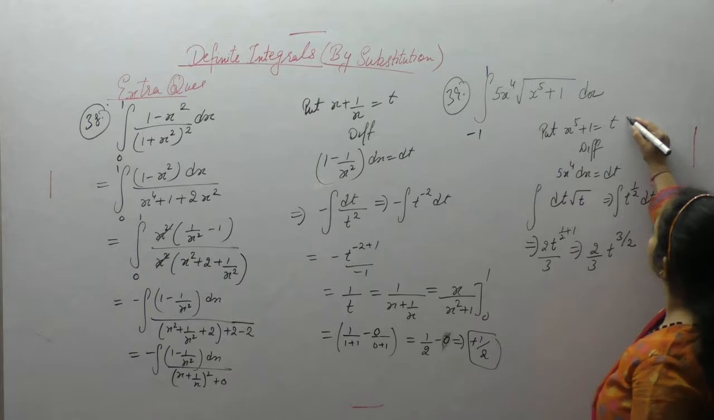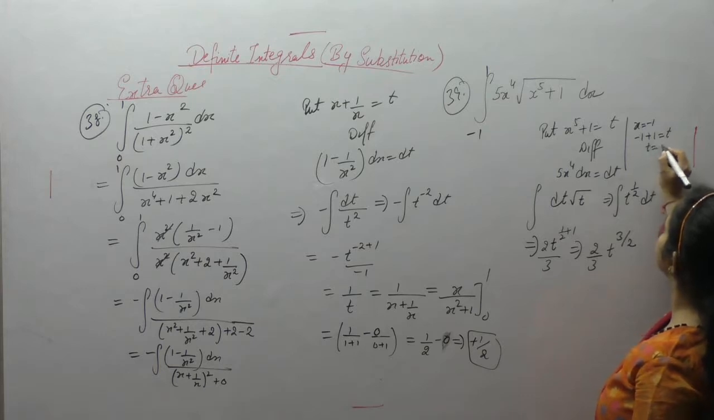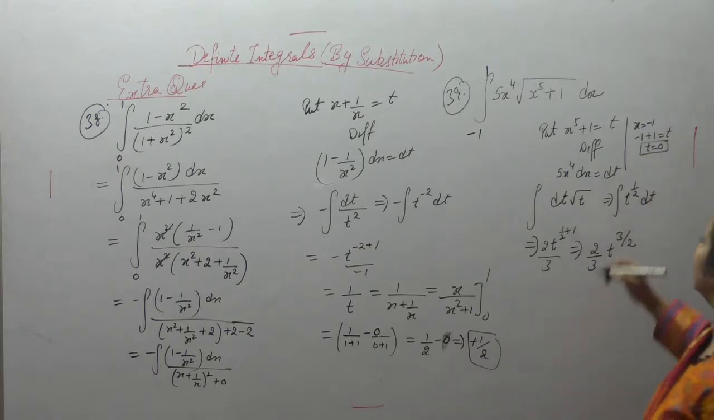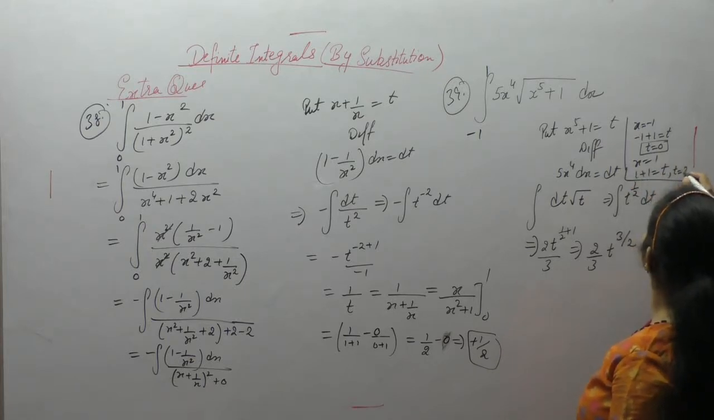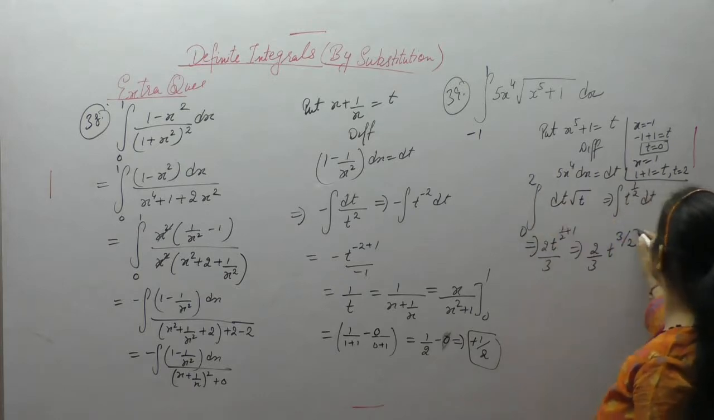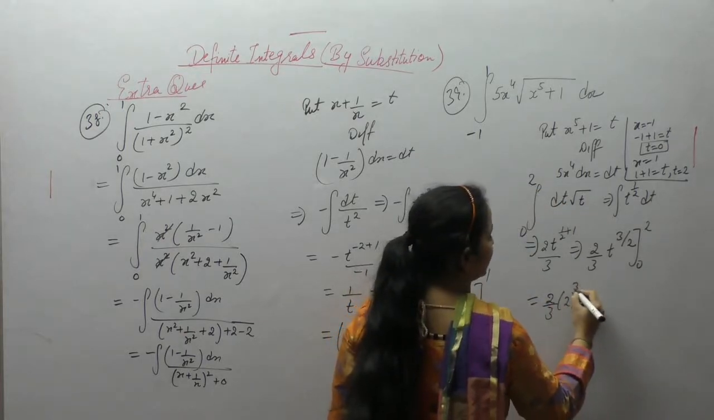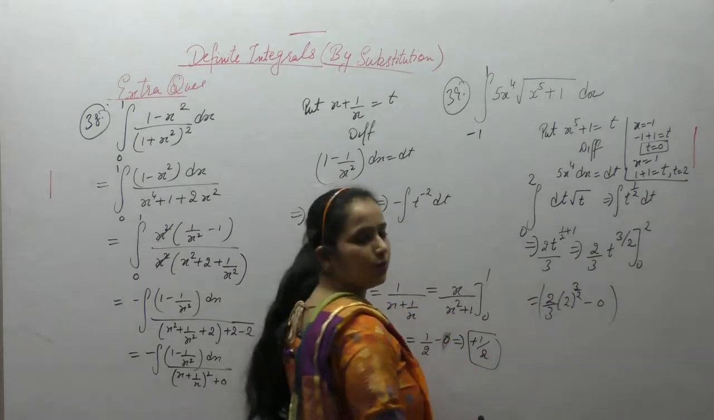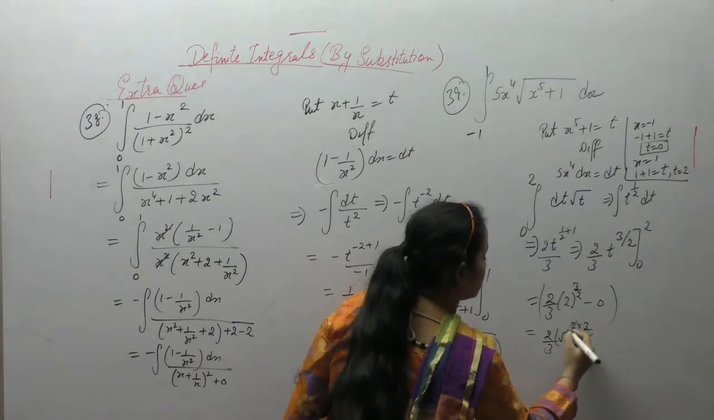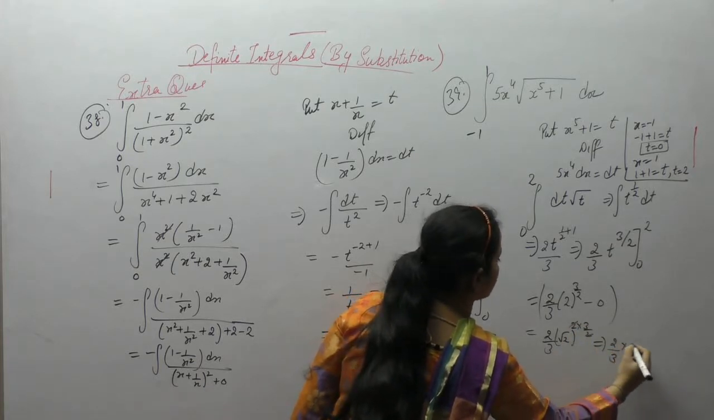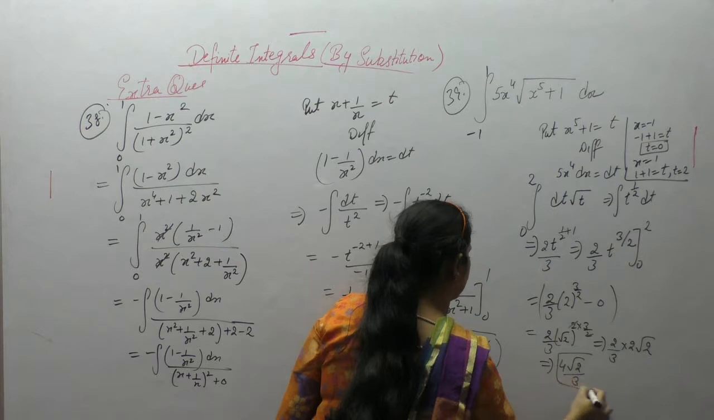Find the limits here. When x is -1, -1 power 5 is -1, so t is 0. And when x is 1, then t is 2. Limit goes from 0 to 2. 2 by 3, 2 power 3 by 2 minus 0. We can write 2 as square root of 2 square, so 2 by 3 into 2 root 2, which is 4 root 2 by 3.